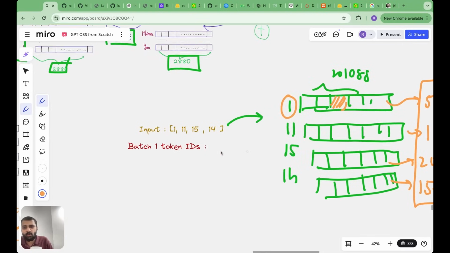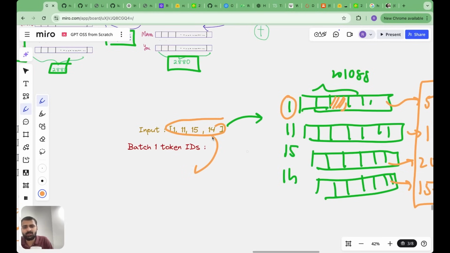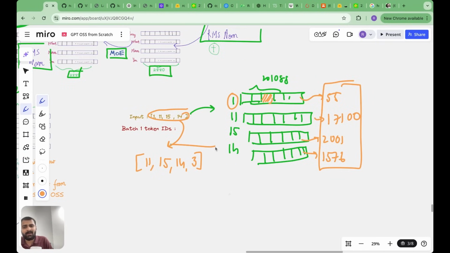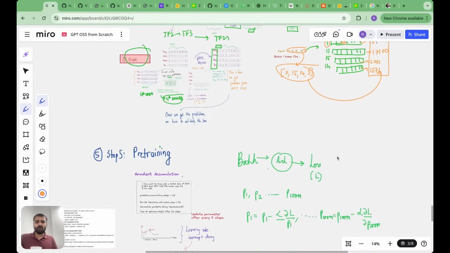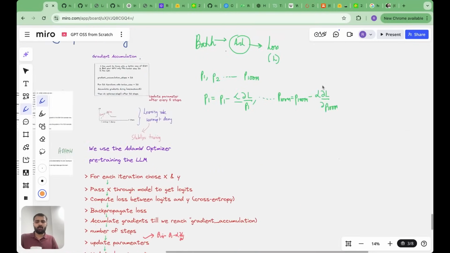And what is the true value? The ground truth is just this input shifted to the right by 1, which might be 11, 15, 14, and 3. Then I will be comparing my true ground truth with my prediction, and then I will be computing a loss function out of this.